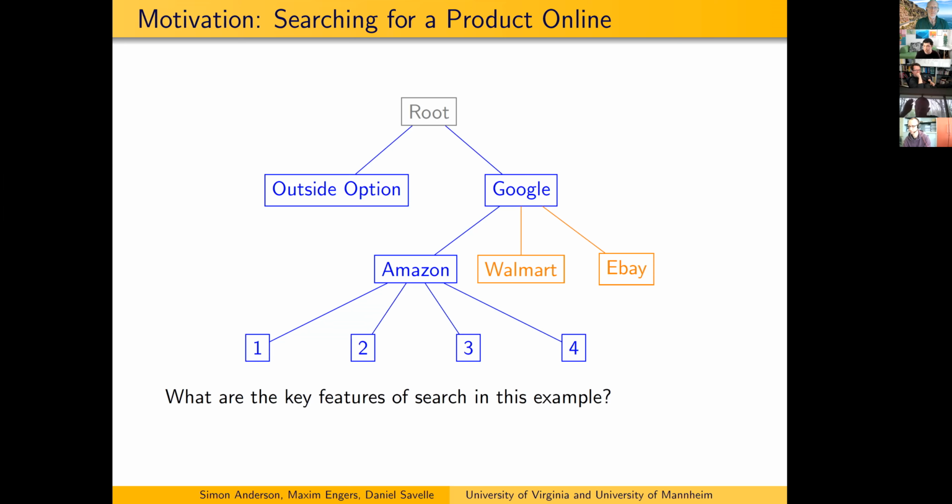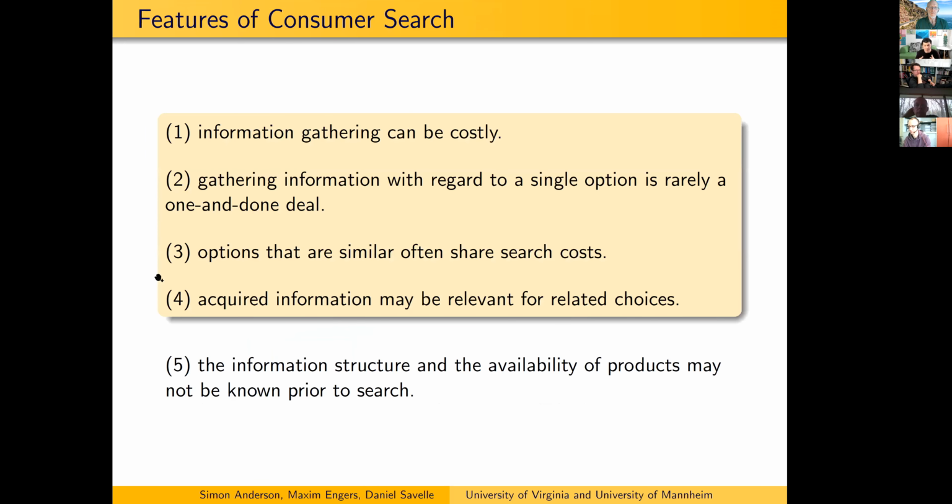But the key features of this search process is to get to an option, there's going to be a few things that happen. First, information gathering can be costly, and that's true in just about every search model. Whenever we consider search, we're really thinking about information gathering being non-trivial. The other part of it, though, is that gathering information is rarely a one and done deal. In the real world, it's not just I search and I know everything about this product. Maybe there's an iterative process where I continue my search looking at the same product, or maybe there's multiple steps that I have to do to get to a product, right?